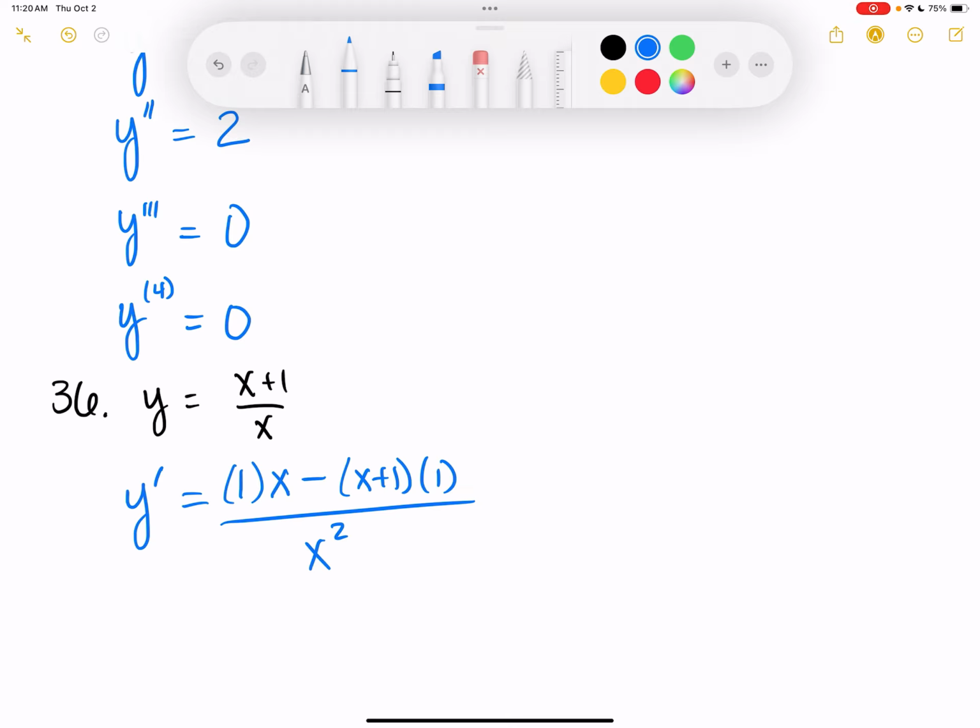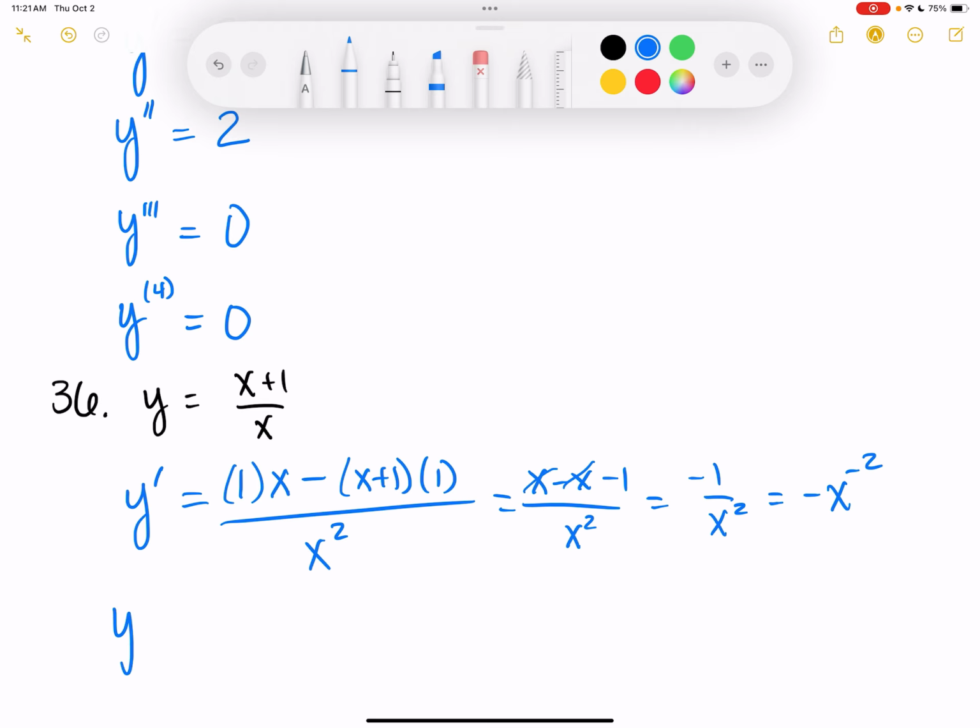So on top, I've got x and then minus x minus 1 over x squared. So x and negative x cancel. So I'm left with negative 1 over x squared. Now, if I don't do anything about this, I'm going to have to essentially do another quotient rule to keep going, which is going to get really annoying really quick. What I would do at this point is I would rewrite this as negative x to the negative 2 and make your life easier.